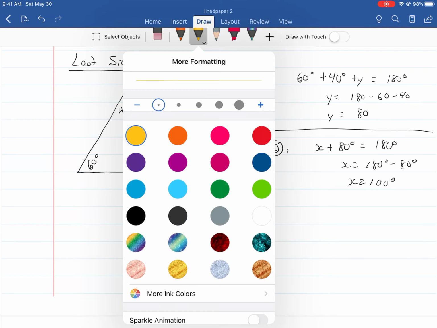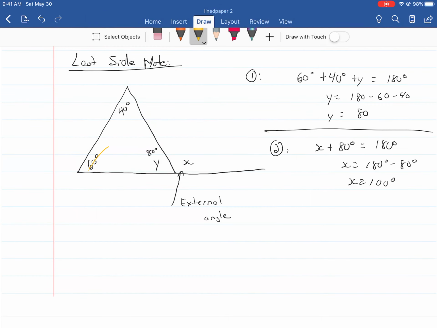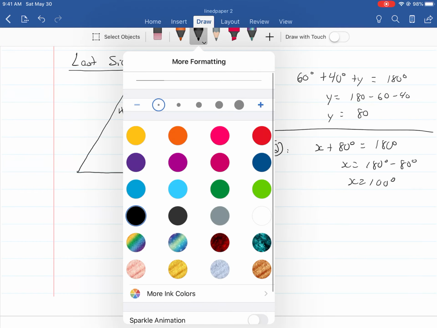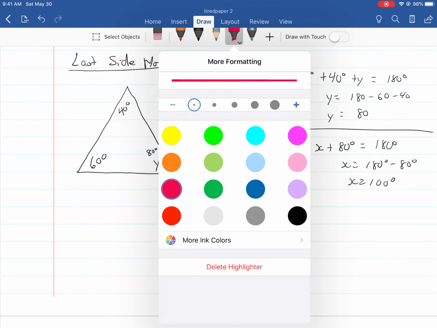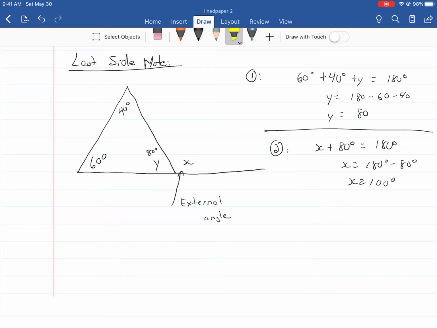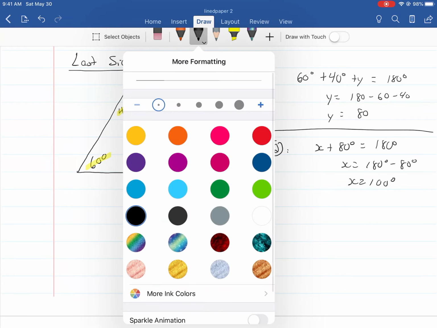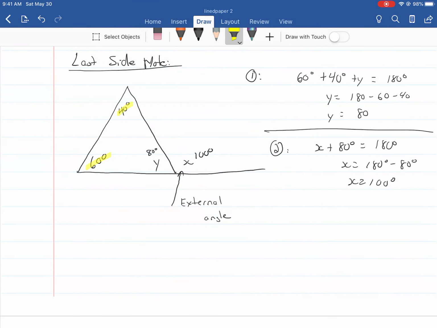But you might notice in the middle of all that what's happening here. Sorry about that. I'm just trying to get my highlighter going there. There's my yellow highlighter. There we go. You might notice that this 60 and this 40 add to this 100 that we've solved for, and that happens with external angles of a triangle every single time.